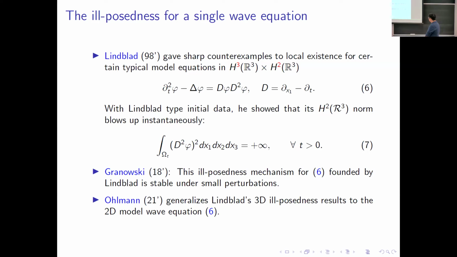Twenty years later, Ettinger and Granowski tried to extend the ill-posedness result of Lindblad, and showed that for equation 6, the ill-posedness mechanism is stable under non-plane-symmetric perturbation.